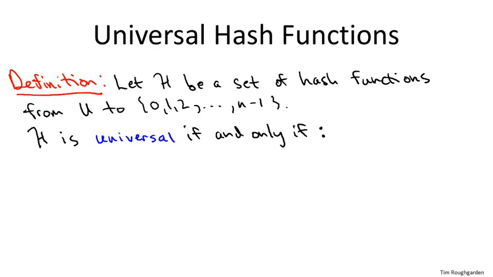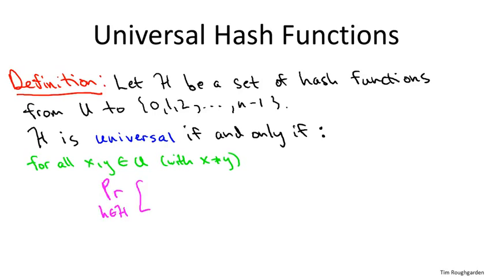So for all distinct keys from the universe, call them X and Y, what we want is that the probability, if we choose a random hash function little h from the set script H, that X and Y collide, and again, just to be clear, what that means is that X and Y hash to exactly the same bucket under this hash function little h, should be no more than 1 over n. And don't forget, n is the number of buckets.